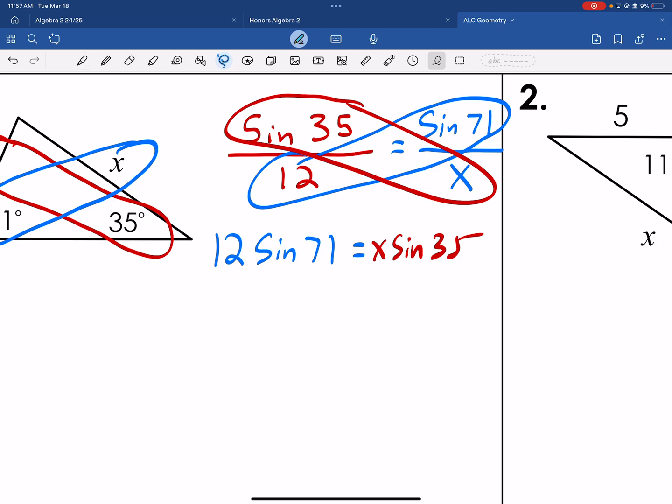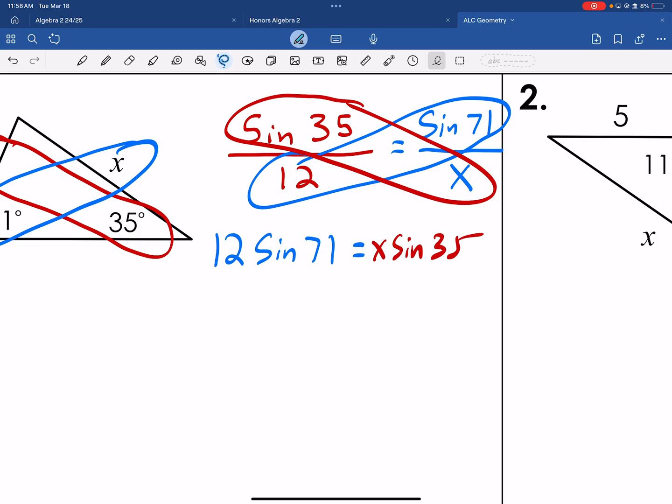Now, ultimately, we want to solve for x, right? So what do I have to do? I don't want the sine of 71 and sine of 35. I could punch those into my calculator and get decimals, but then I have to round and do a whole bunch of other stuff that I really don't want to do. What could I divide the right-hand side by to solve for x?